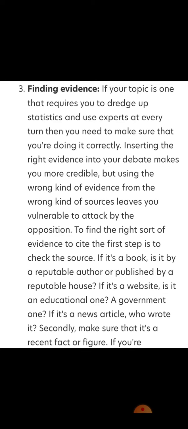Next thing, children, is finding evidence. If a topic is one that requires you to dredge up statistics, dredge up means surface up the details, facts, figures, data, and use experts at every turn, then you need to make sure that you are doing it correctly. Children, it's a very vulnerable and very important point.